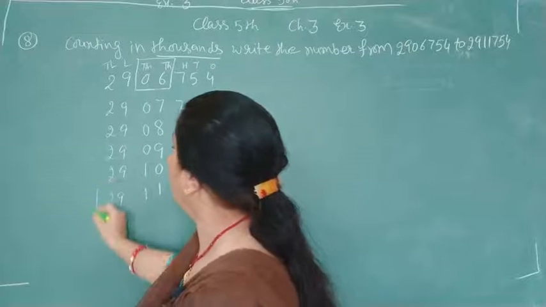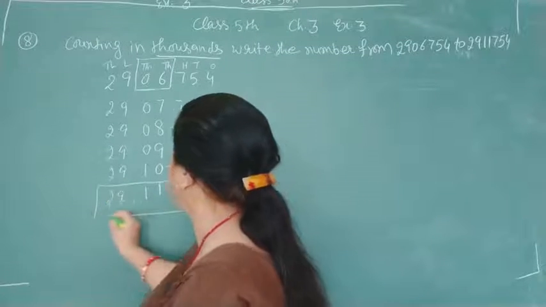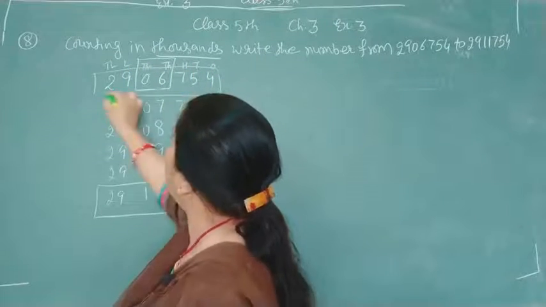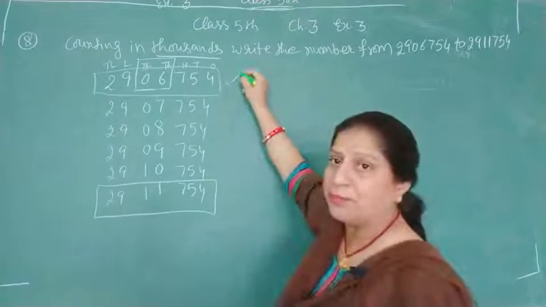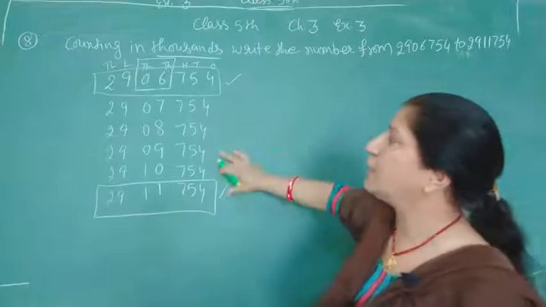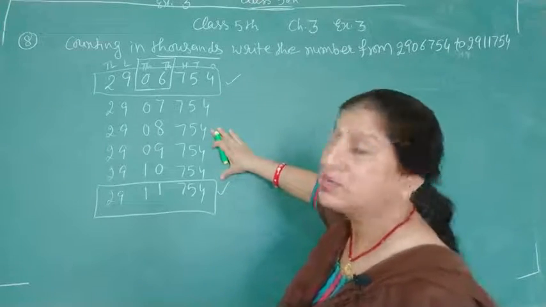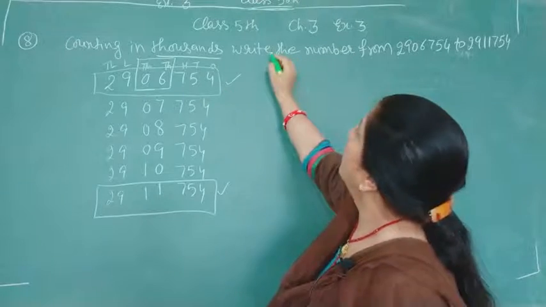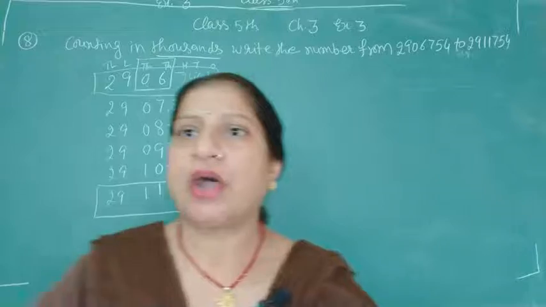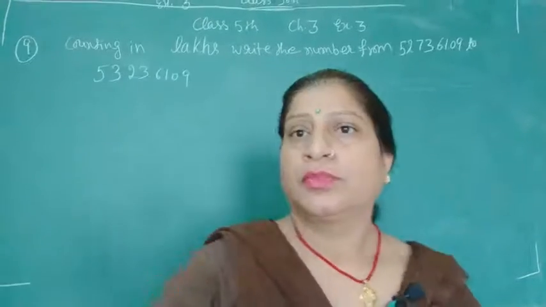Clear? Now we have to write all these numbers. This is our starting point and this is our ending point. We have to write the numbers between these two numbers according to their thousand place. Is this clear? Now we do the next question.